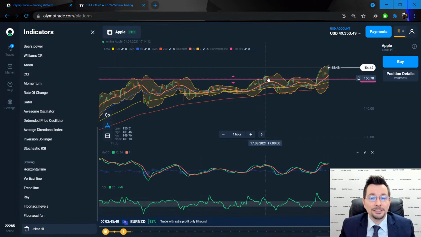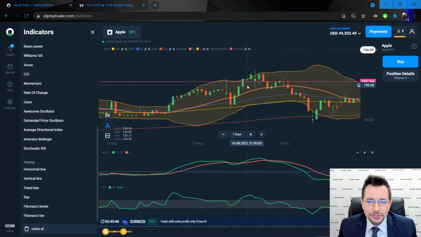We had an initial attempt. It was a good breakout. I guess you could see that. Let's see when the market open was. The open was right here.